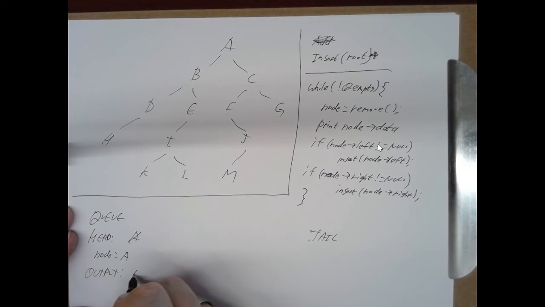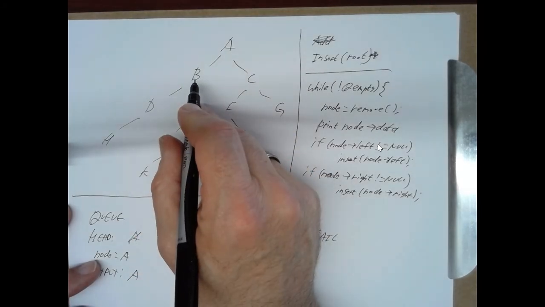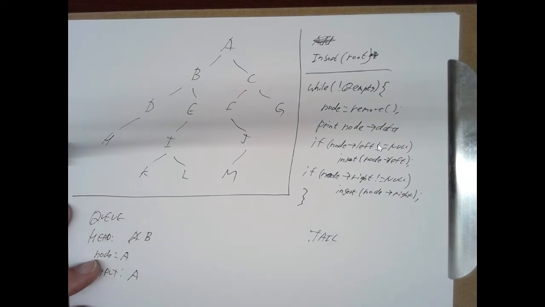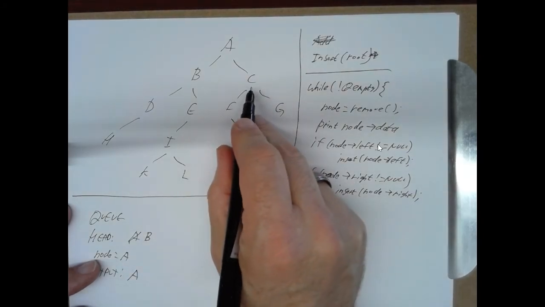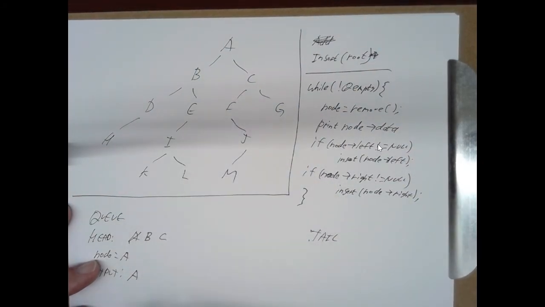Print out node's data. So I'm assuming that's the character A. And then if node left is not null, insert node left. Well, node left is B, so let's insert that to the queue. And node right is C, so insert that to the queue. Go back to the top of the loop.